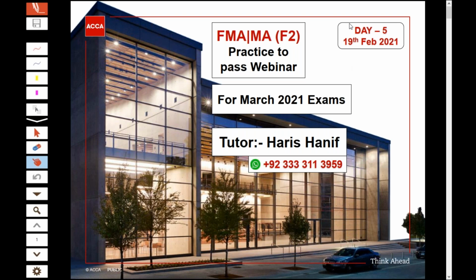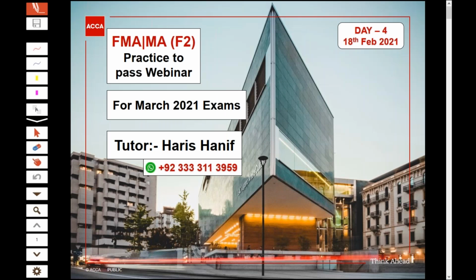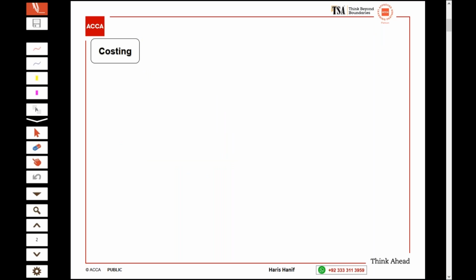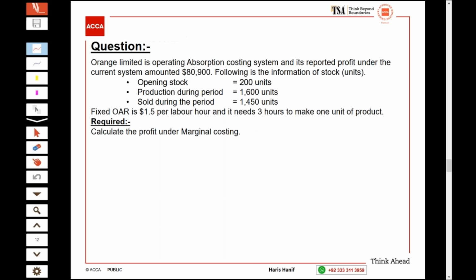Let's now move on to the last day. And this is the last day of this Practice to Pass webinar. Yesterday, we had discussed performance measurement. We had discussed something related to the theoretical aspects, and now I am going to discuss the costing area. The costing area includes absorption costing and a few examples on process costing.